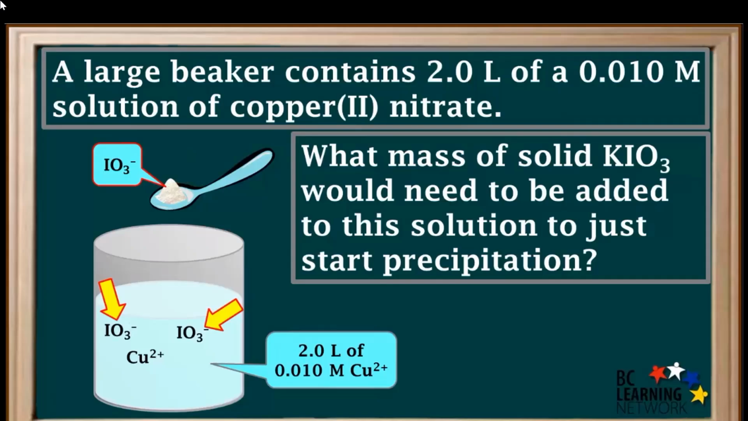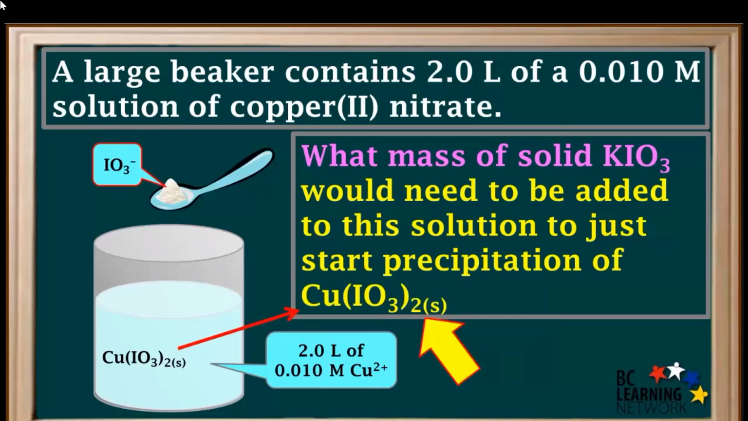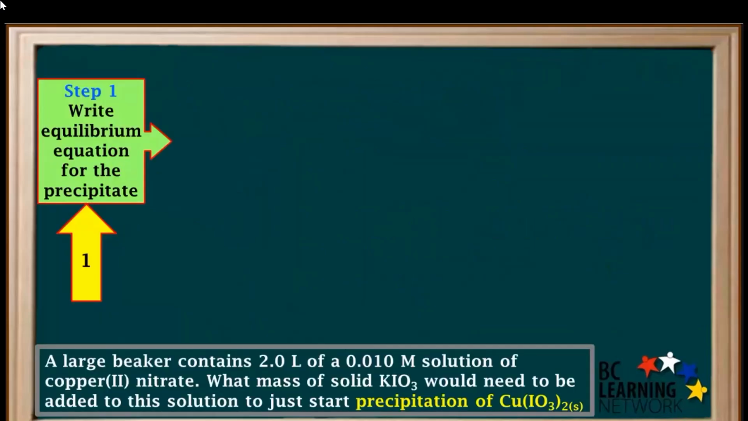If the concentration of iodate ions is high enough, some of the ions will move together and form the precipitate Cu(IO3)2, or copper-2 iodate. We want to know exactly how much KIO3 needs to be added to just start the formation of the precipitate copper-2 iodate. Since we know that the precipitate would be copper-2 iodate, we can now add that to our question. There are lots of steps needed to complete this problem, so it's best to create a plan first, listing the steps.